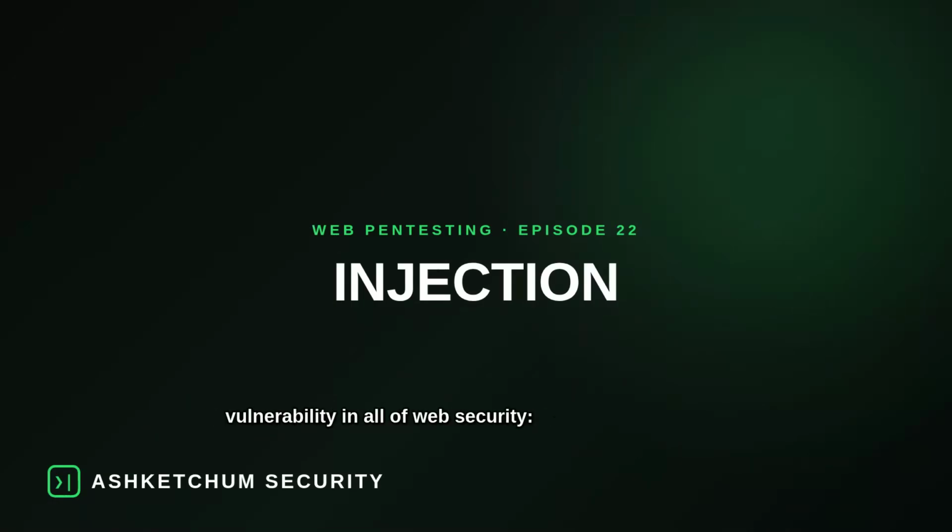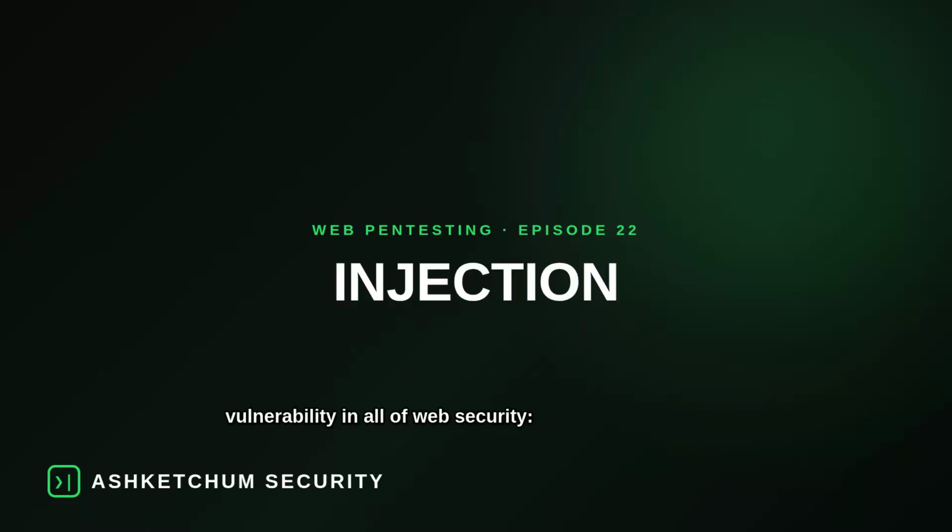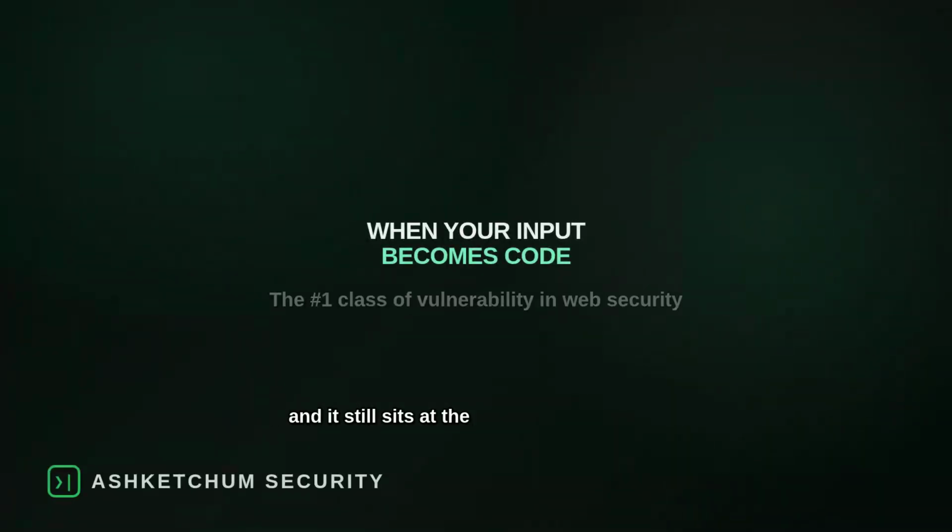For 21 episodes, we've been mapping and reading targets. Today, we finally attack, and we're starting with the single most important, most impactful class of vulnerability in all of web security: injection. It's the flaw behind some of the largest breaches in history, and it still sits at the very top of the industry's risk lists.